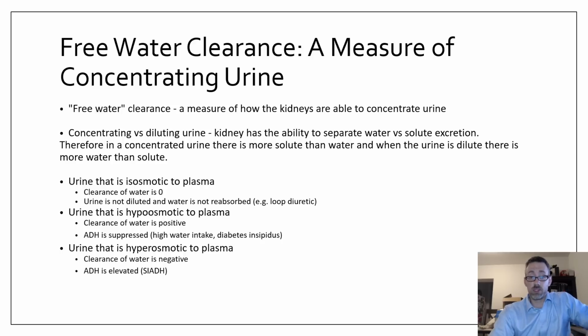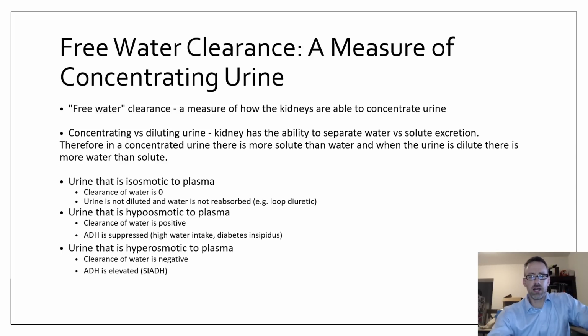This is typically due to high water intake or in disease states like diabetes insipidus, where we have abnormally low ADH levels, or the ADH levels are normal, but the kidney's not responding to it, and so it's not able to reabsorb that water, and we end up with very dilute urine, as low as maybe 50 milliosmoles, which of course is definitely hypoosmotic to our plasma.